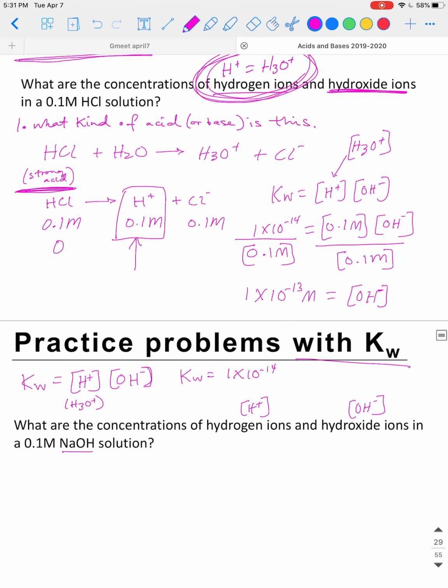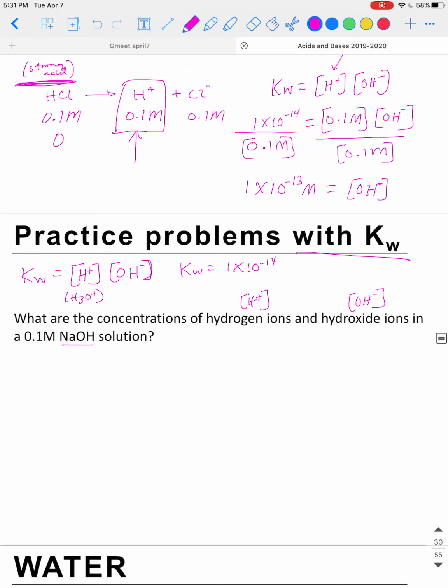Again, remember step 1 right up here? We wrote step 1. When you read the problem, the first thing you need to determine is what kind of acid or base this is. NaOH. Anybody remember when you have OH present? This is the strongest base we know. So this is a strong base.